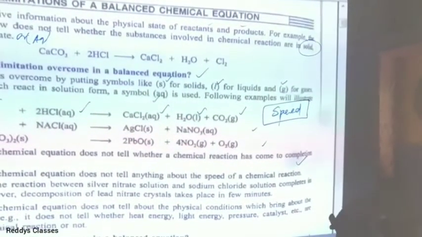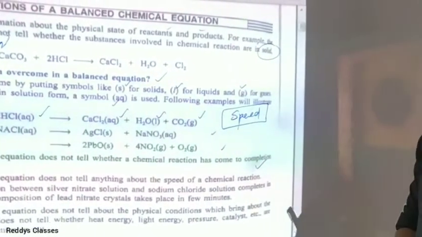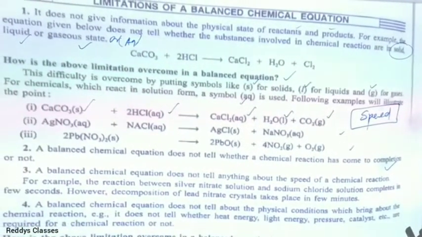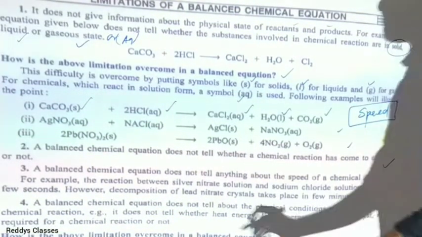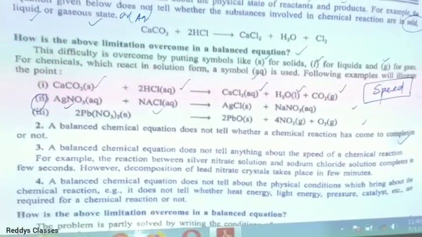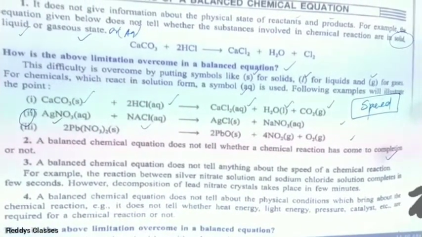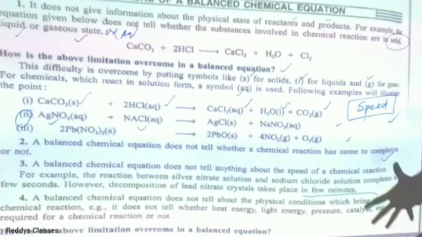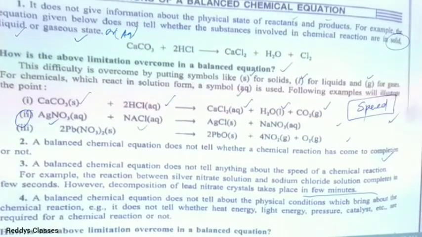For example, we have one example here. The reaction between silver nitrate solution and sodium chloride solution completes in a few seconds. However, the decomposition of lead nitrate crystals takes place in a few minutes. It takes more time as compared to silver nitrate and sodium chloride.